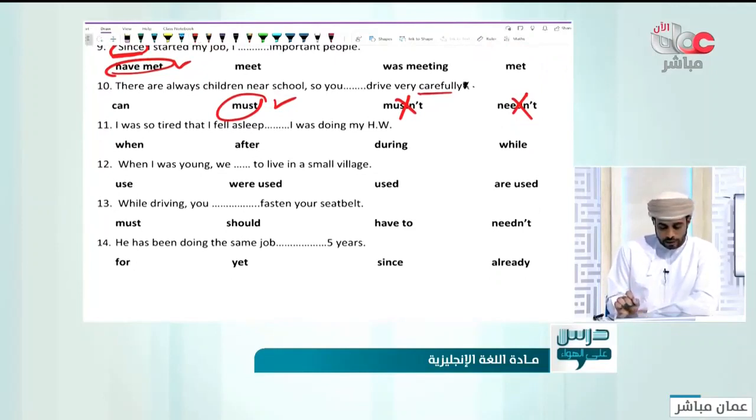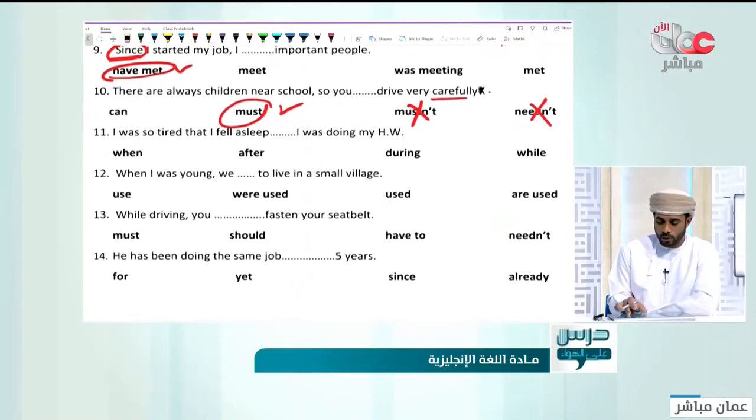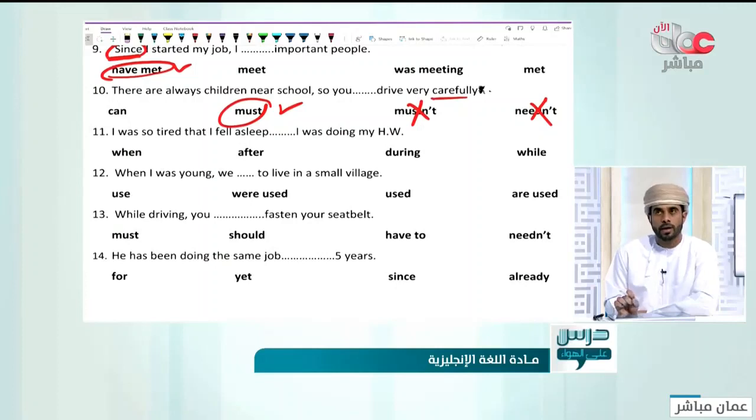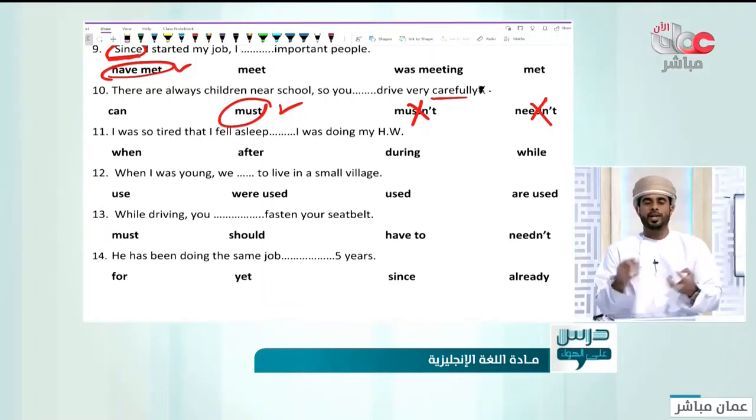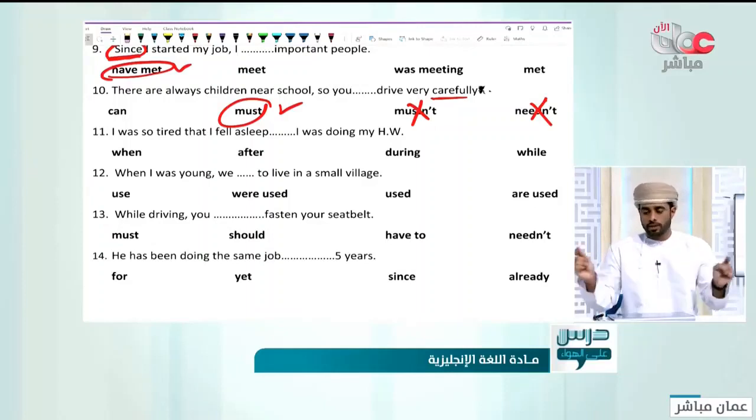I was so tired that I fell asleep. I was doing my homework. Very nice. We have talked about this one when we were talking about the past perfect. Oh no, grammar revision, I remember. We were talking about grammar revision at the beginning of this year, and we said there is a big difference between using when and while. After when we have past simple, and after while, we have the past continuous. When means a period of time, and while means between, a long time.